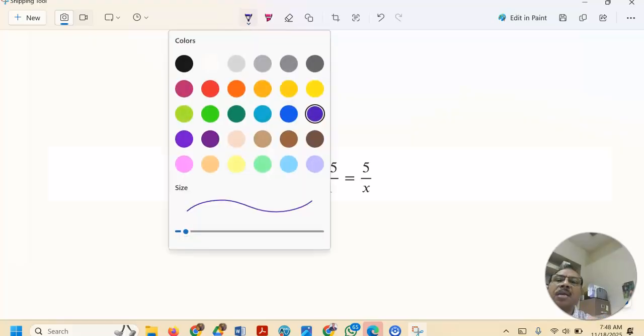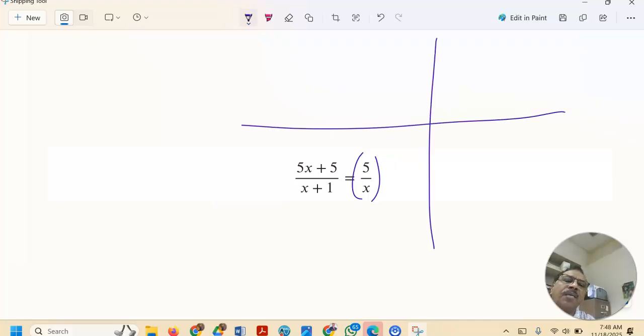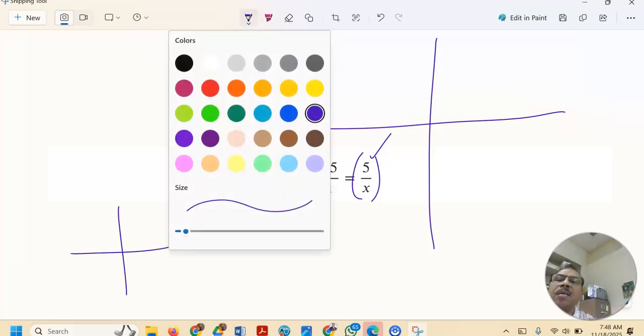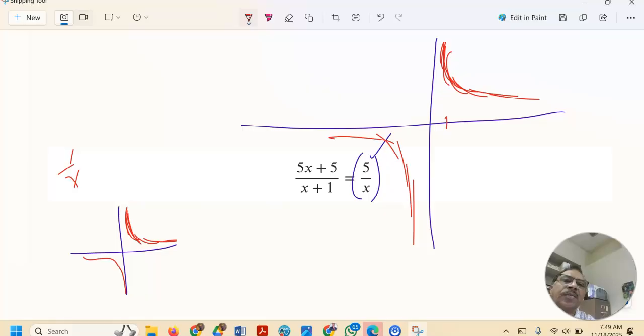If you see this, the right side equation is a stretch, because the parent function, if it is just 1 over x, we know that it's there. You can see on the chart in my class, on the left side, this is the graph. Because it is 5, it is like a stretched graph. Maybe it is something like this, going this way. That means when x equals 1, it is 5. So this is the point. This is the graph of the right side.